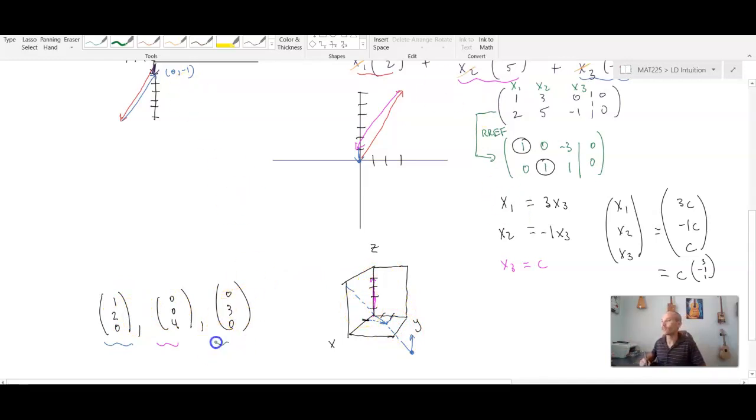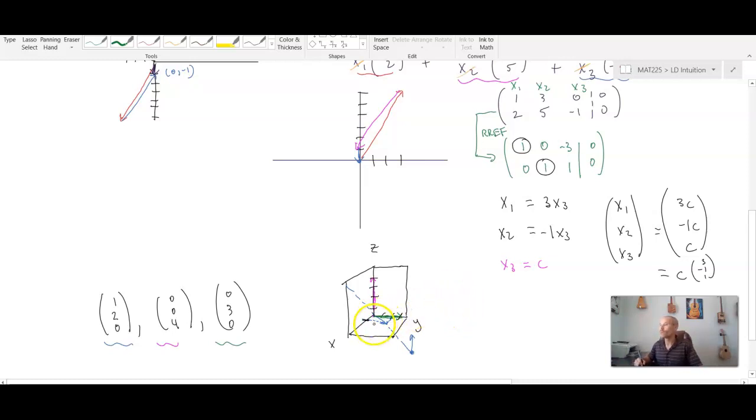This third vector, 0, 3, 0, is 0 units in the x direction, 3 units in the y direction, 0 units in the z direction. So that vector is basically going to lie along the y-axis.